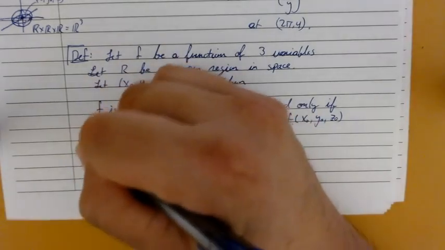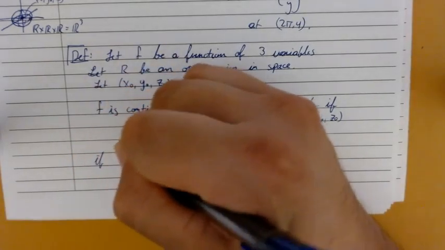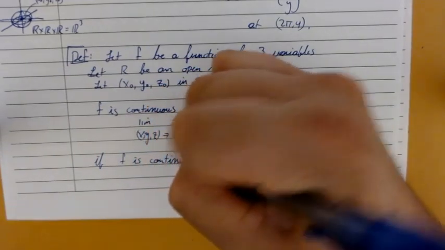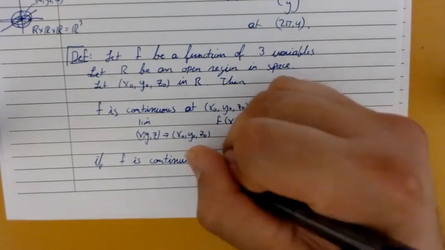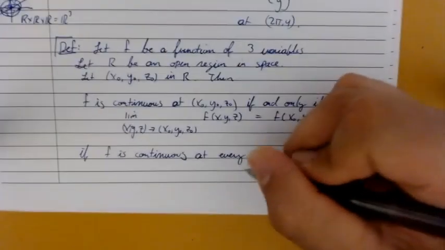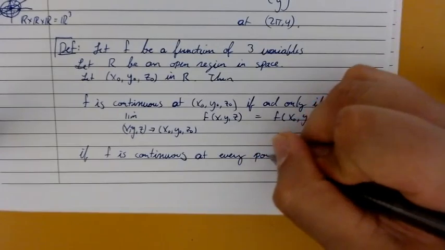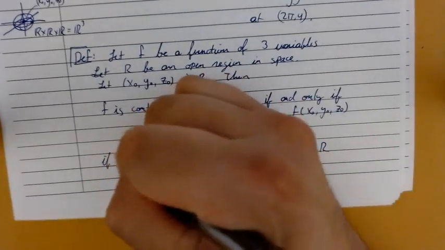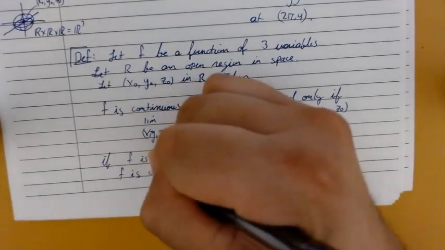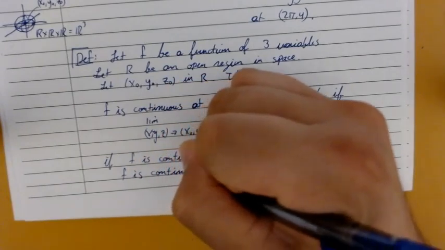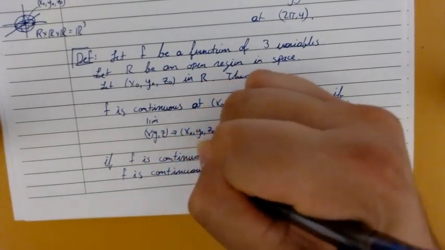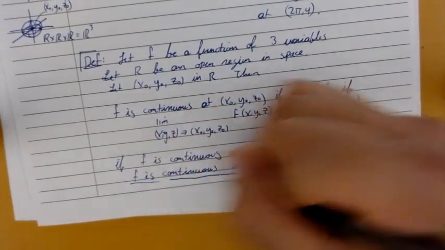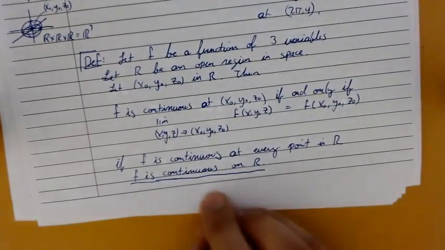If f is continuous at every point in R, then we say f is continuous on R. And there we go.